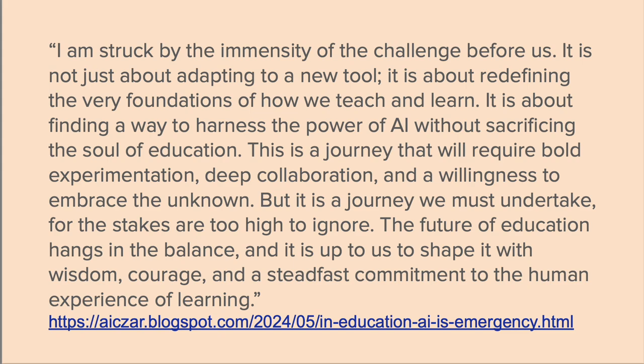This is a journey that will require bold experimentation, deep collaboration, and a willingness to embrace the unknown. But it is a journey we must undertake, for the stakes are too high to ignore. The future of education hangs in the balance, and it is up to us to shape it with wisdom, courage, and a steadfast commitment to the human experience of learning."